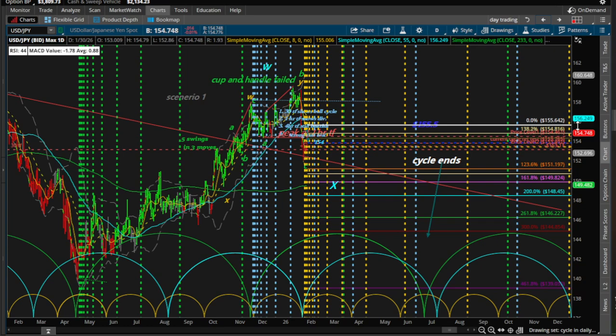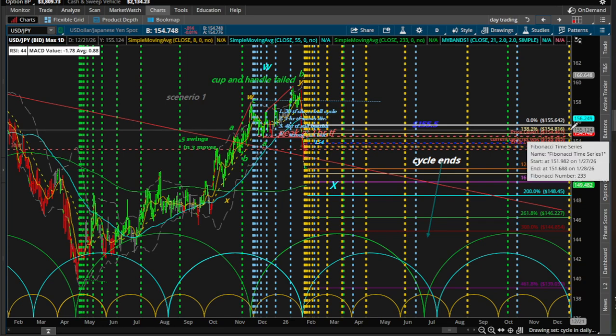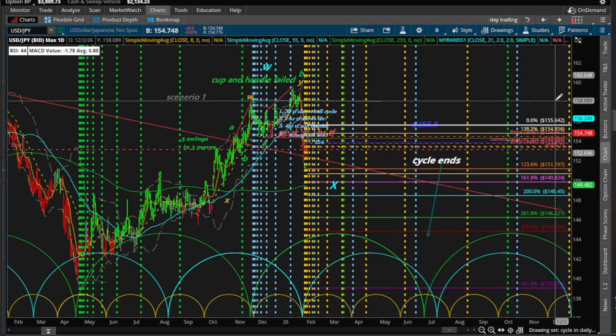Today, lately we've just been tracking the US dollar against the Japanese yen spot.